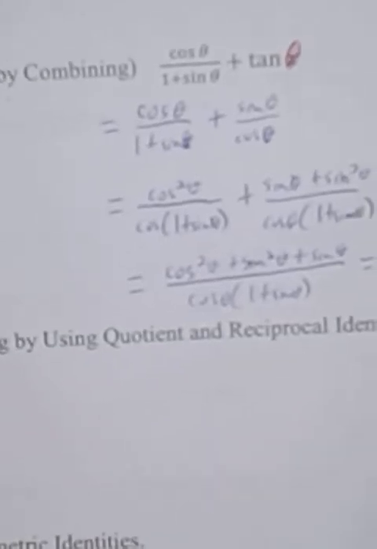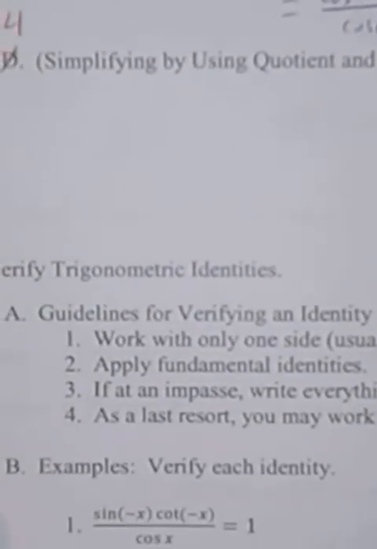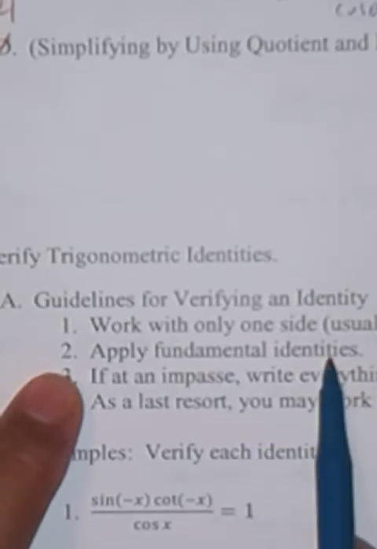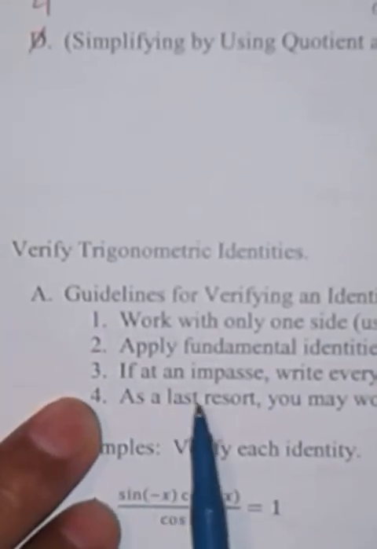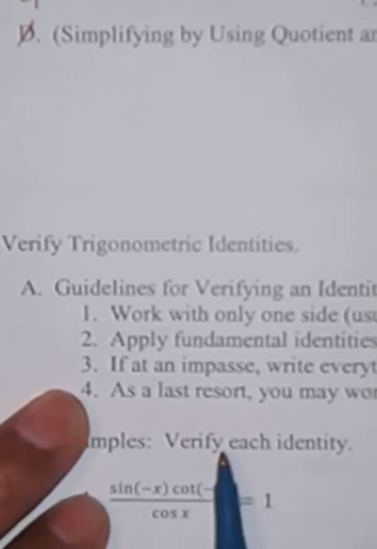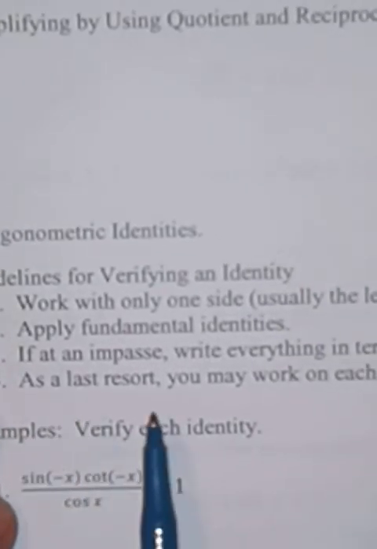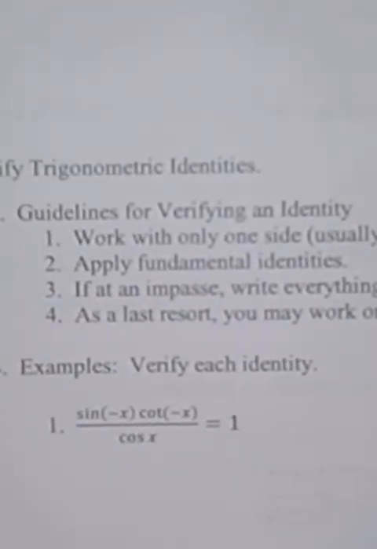All right, so there's number 4. We'll leave that for class. Let's go on to part 2, verifying trig identities. Some guidelines: Number 1, we work with only one side, usually the less simplified. Number 2, apply fundamental identities, which are the ones we just saw at work. Number 3, if at an impasse, write everything in terms of sine and cosine. And number 4, as a last resort, you can work on both sides to arrive at a common expression.